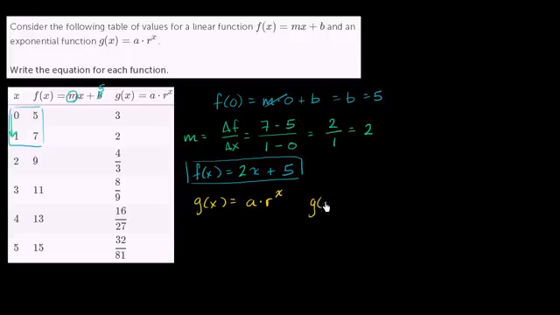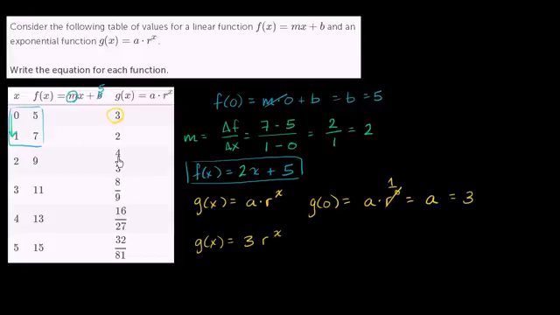So let's just write that down. g of 0 is a times r to the 0 power, which is just going to be equal to a times 1, or a. And they tell us what g of 0 is. g of 0 is equal to 3. So we know that a is equal to 3. So far, we know that our g of x can be written as 3 times r to the x power.